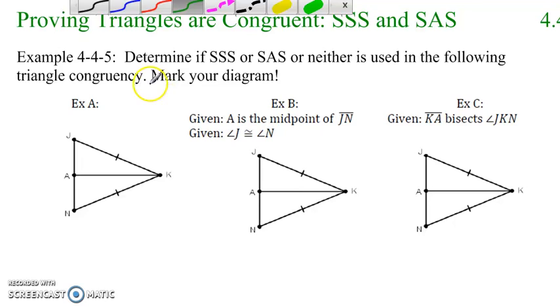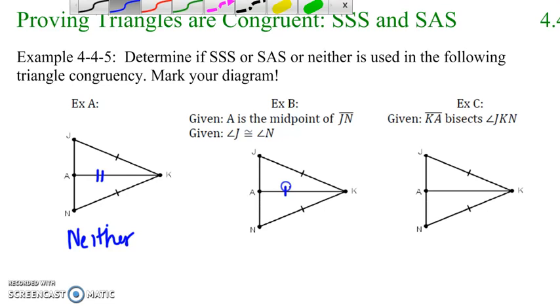On these next examples, we're going to determine if we're going to use side, side, side, or side, angle, side, or neither, if we can't prove they're congruent, and we're going to mark our diagram. So it looks like we already have a side. Let's see, what else can we mark? We could mark this one congruent to itself, reflexive. So it looks like we only have 2 sides. So side and side, that's neither. We can't do anything else or mark anything else, so we can't use either of those.